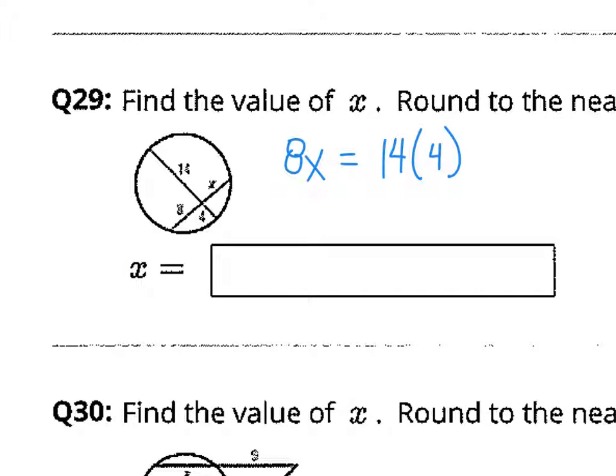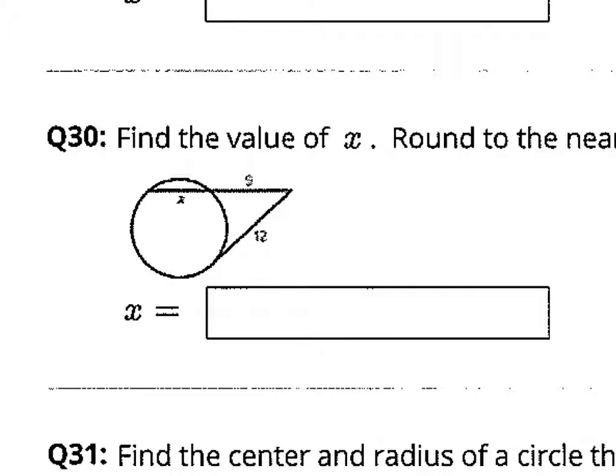On number 29, I've just got it set up here. It's 8 times x equals 14 times 4. So multiply these together first and then solve for x. Number 30, I'm going to make that a gimme. 21.2.